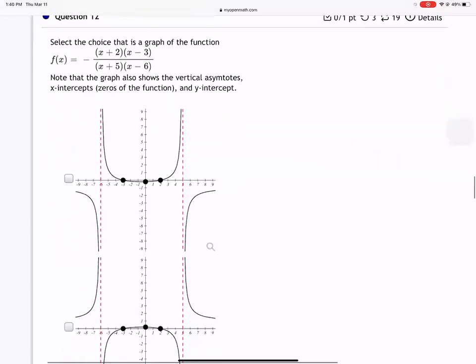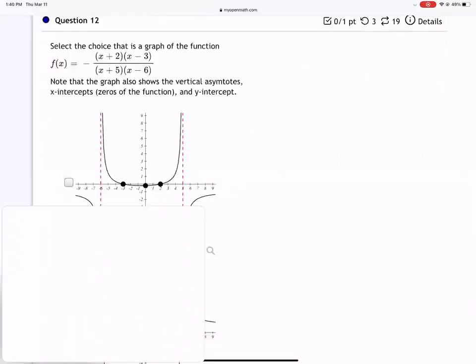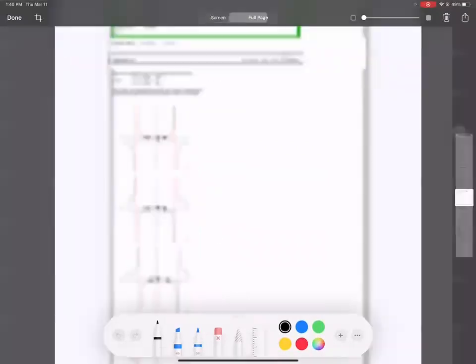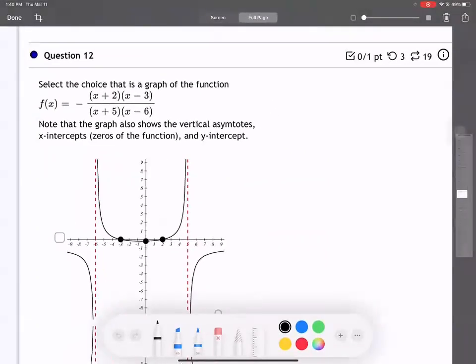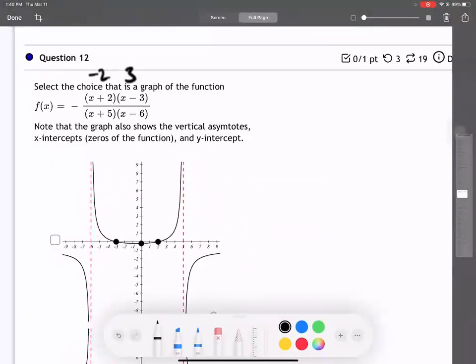The next question here is, pick which graph fits. Now we have some characteristics here. First, we know there's a 0 looking at the top. Looking at the top, we have a 0 at -2 and at 3. Those are the roots, okay?